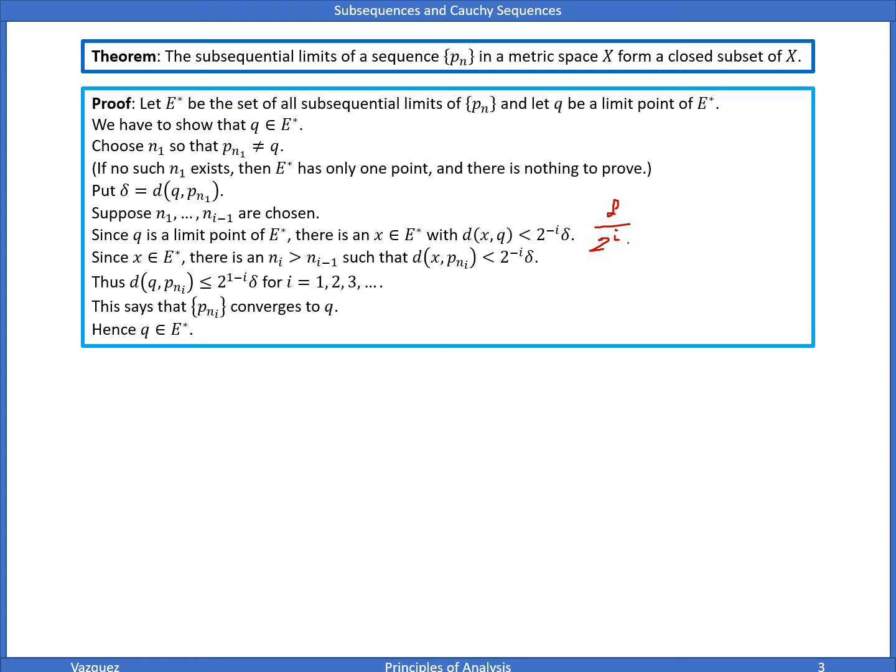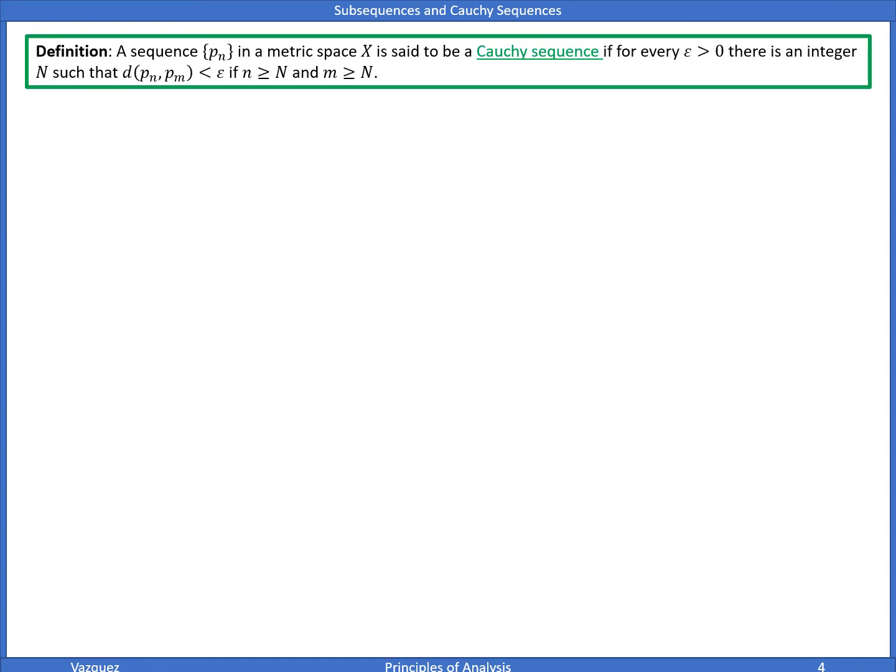This proof may be a bit difficult if you're not too comfortable with subsequences. Other than that, it should be fairly straightforward. Make sure you read it, digest it. Nothing too difficult. But we'll be moving on to Cauchy sequences.